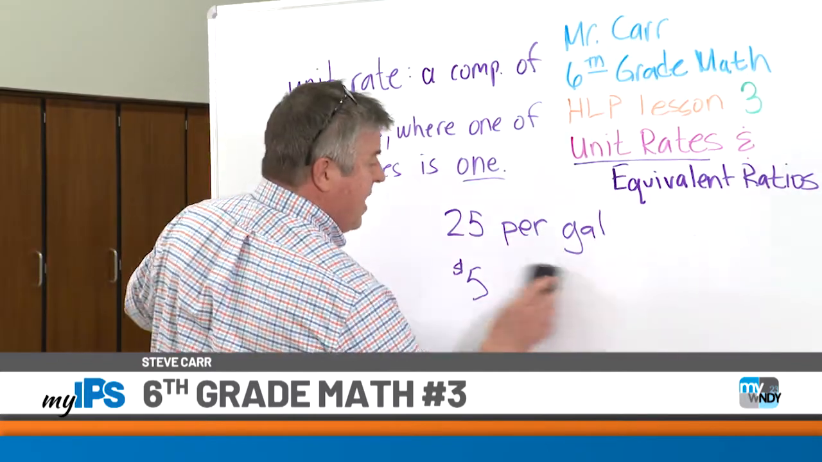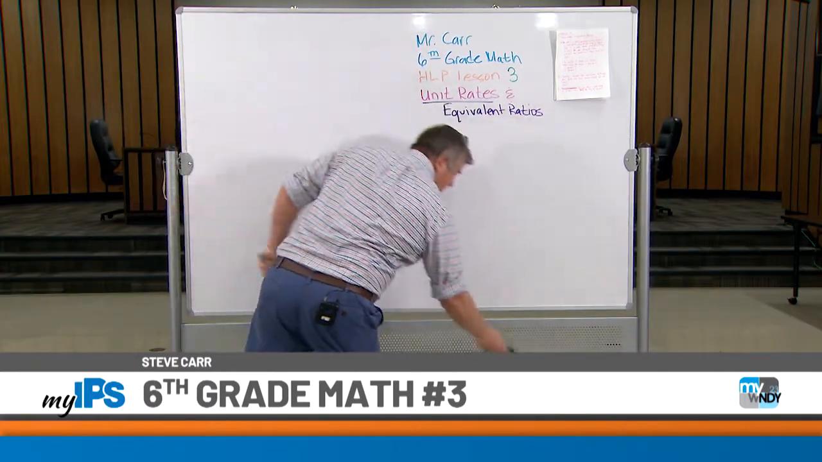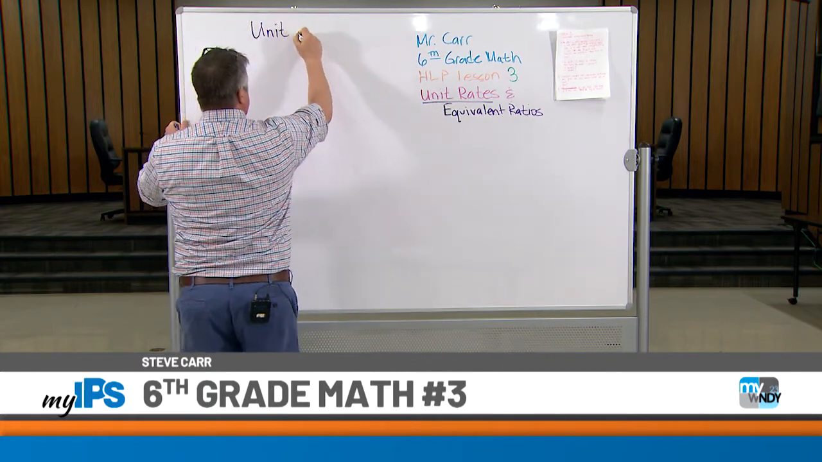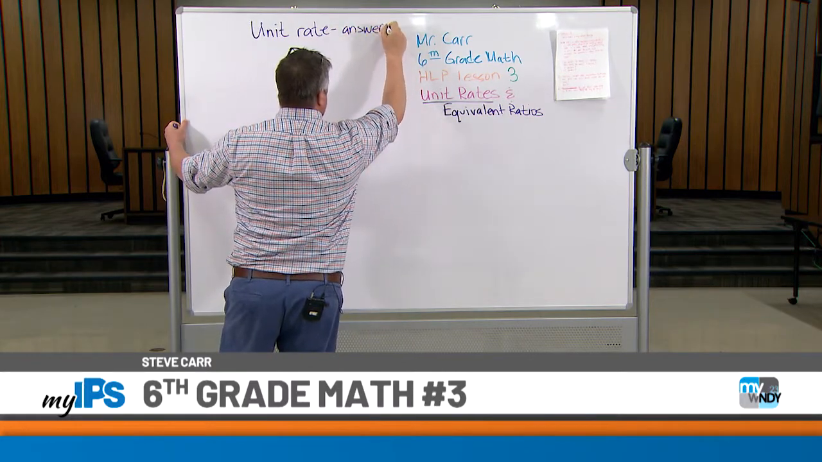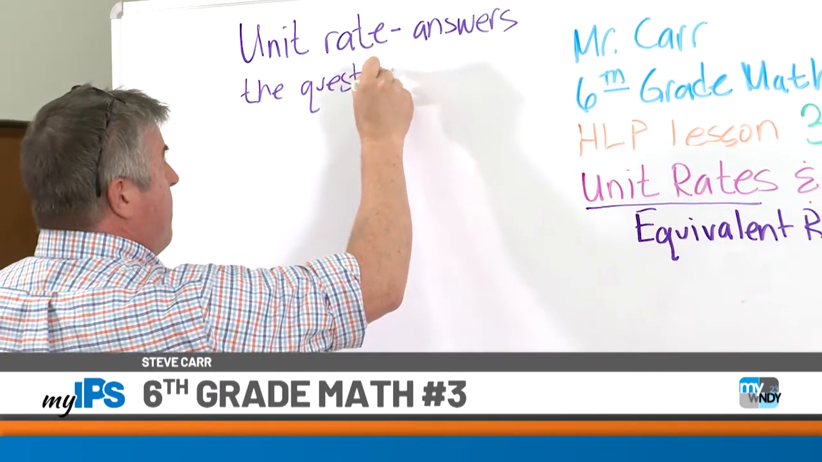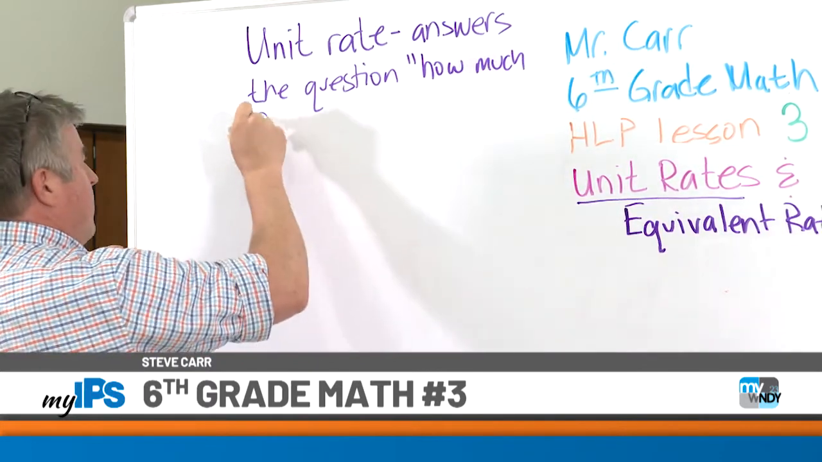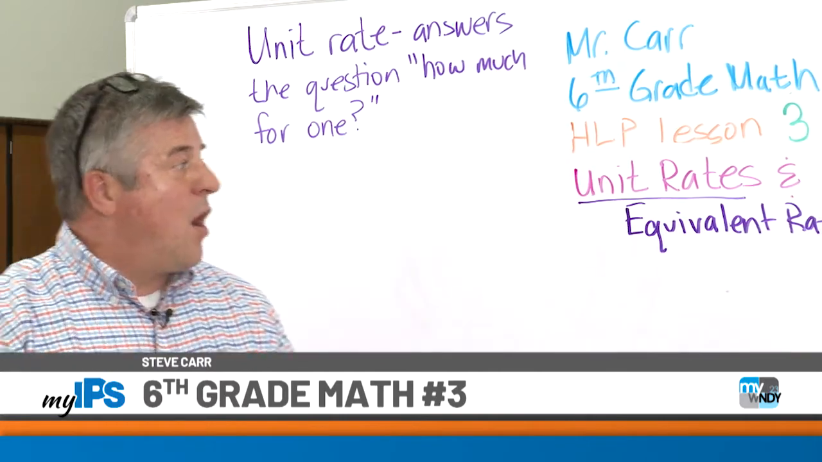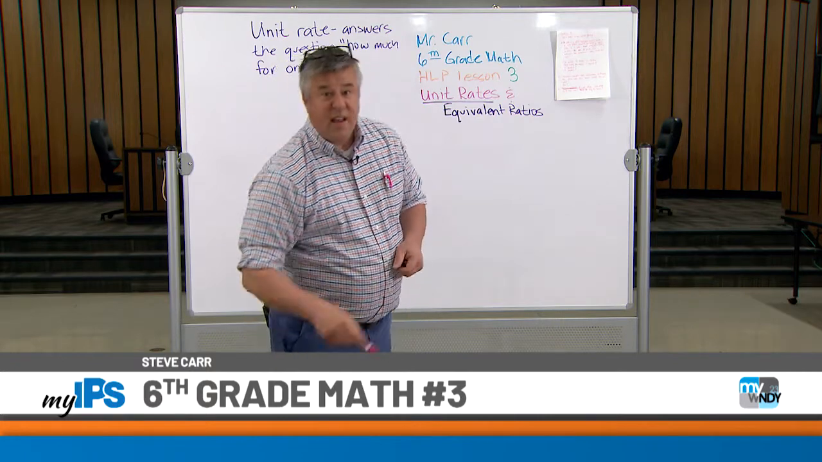Let's look at some examples. One thing I always like to remember is that a unit rate answers the question, how much for one? How much for one? All right, let's start with Tim. Tim's a reader, and Tim can read 5 books in 40 hours.